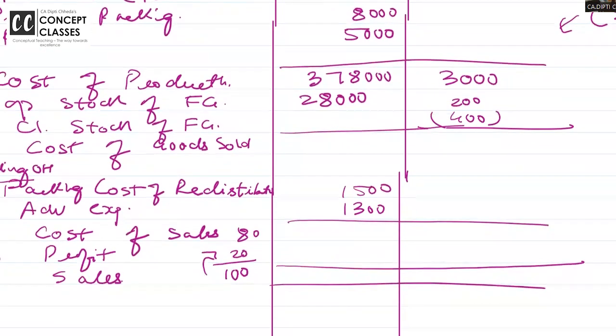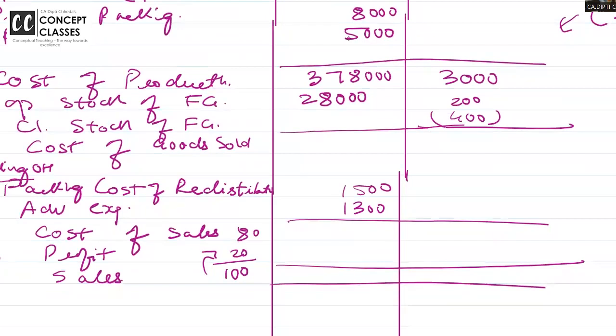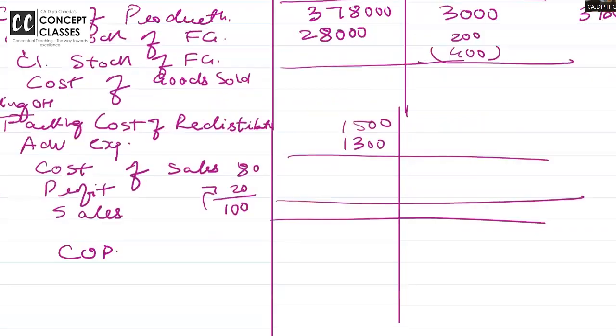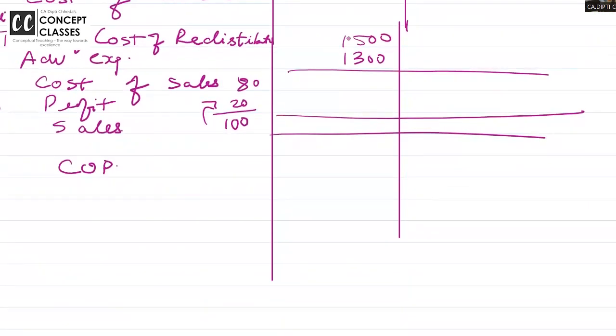3,78,000 units you have produced for 3,000. So 400 units ka kitna? 3,78,000 rupees mein 3,000 units are produced. I want you all to write it here. Or you want to make a working note? Bana lo. Cost of production: 3,78,000 for 3,000 units.